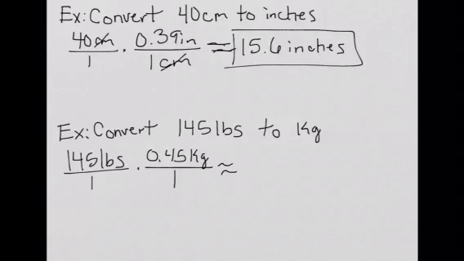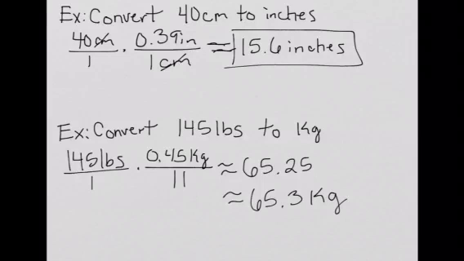And so now we'll just multiply these two numbers together, 145 times the 0.45, and when we do that, that gives me a total of 65.25, but let's round, and normally we round to the nearest tenth, and if you do that, you get 65.3 kilograms. Alright, so the pounds would have canceled, and so we got 65.3 kilograms.